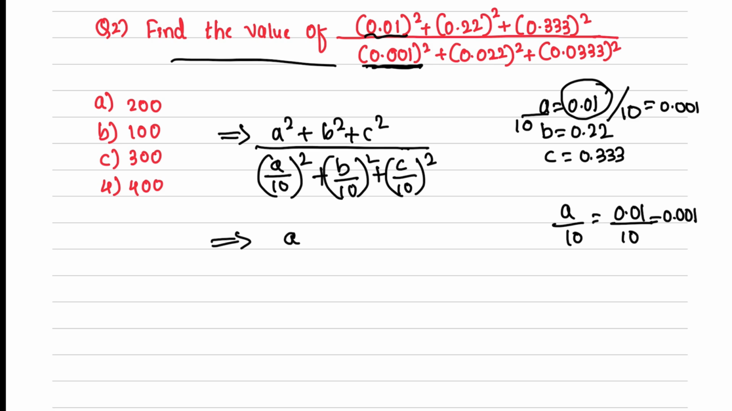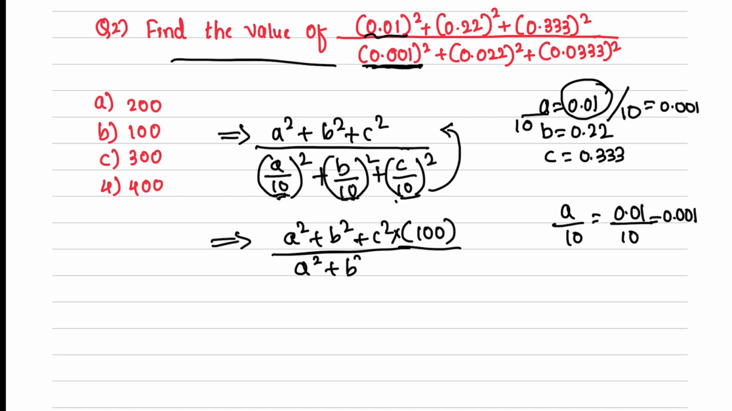So if you write A square, B square, C square, and see here 10 whole square means in the denominator you will get 100. So this denominator will go upside because it will be reciprocal, and you will get 100 here, and down A square plus B square plus C square. And you can see these both are common, they will get cancelled. So finally only 100 will remain. So that is your answer. Option B is the right answer.